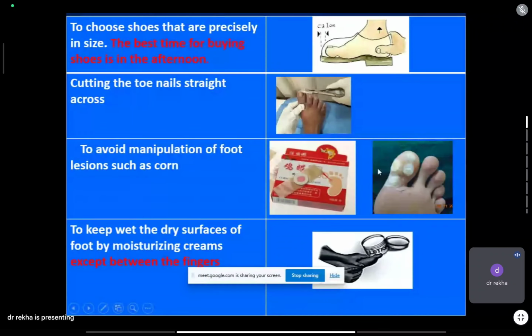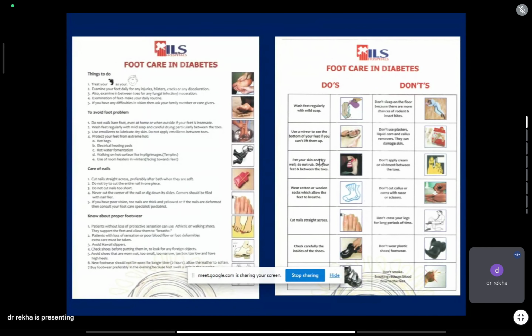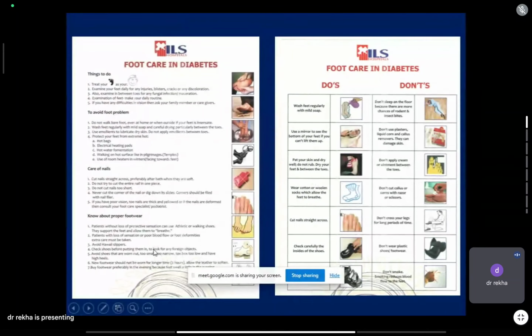See, this is after the use of corn cap. So never allow the use of the corn cap. And use the moisturizer on the foot, but except between the fingers. In between the fingers, we never allow any emollient to prevent the fungal infection. These are the simple tools which we need to start any diabetic foot clinic, and you can make your instruction like this for your patient, in your languages like Bengali, Hindi and English, what to do and what not to do for the diabetic patient.